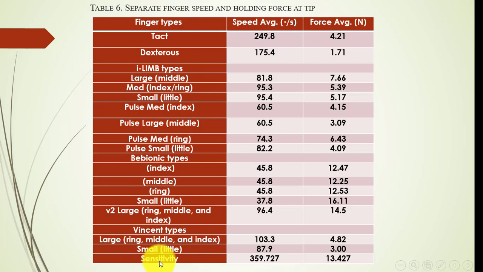Our sensitive hand's high speed is 359 and 72.7, and the average force is 30.427 Newton. This is compared with other researchers.